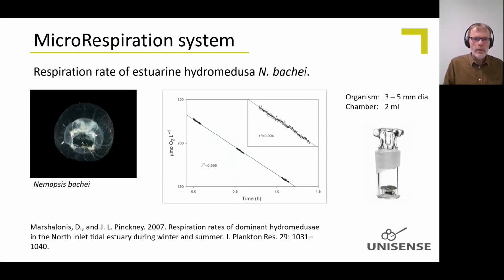An example of what it can be used for, here is a small jellyfish, 3 to 5 millimeters in diameter. It was placed inside a 2 milliliter chamber. They used this stainless steel mesh, which is placed on top of a glass ring, and there's the glass-coated stir bar underneath, so that the volume here is mixed, but the organism is not crushed, so it's kept protected. And then they measured oxygen concentration during the experiment, and they did that in summer and winter and compared different feeding rates and so on, and saw how that would affect the respiration rate.